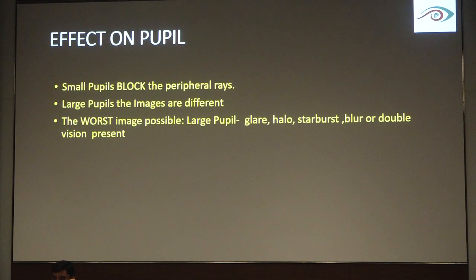So what is the effect of decentration on the pupil? As long as the pupil is small, they might not feel it. But once the pupil starts dilating, all your aberrations are going to start. That is where they are going to start feeling it more.